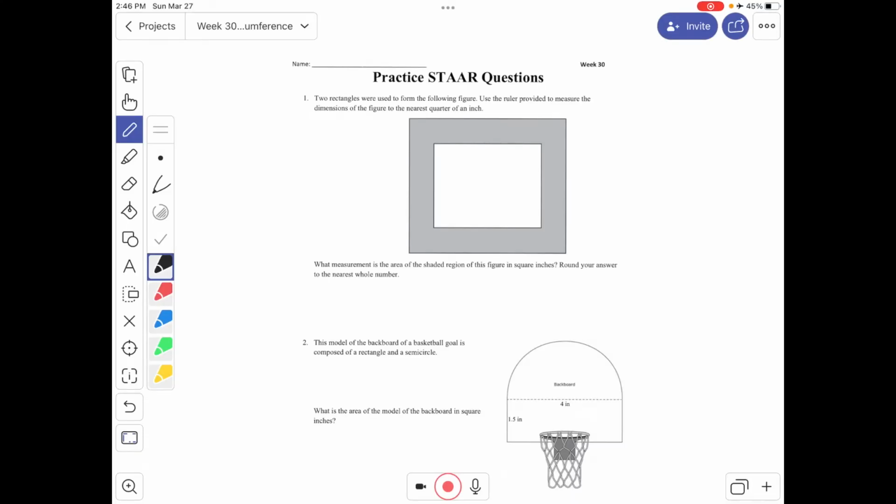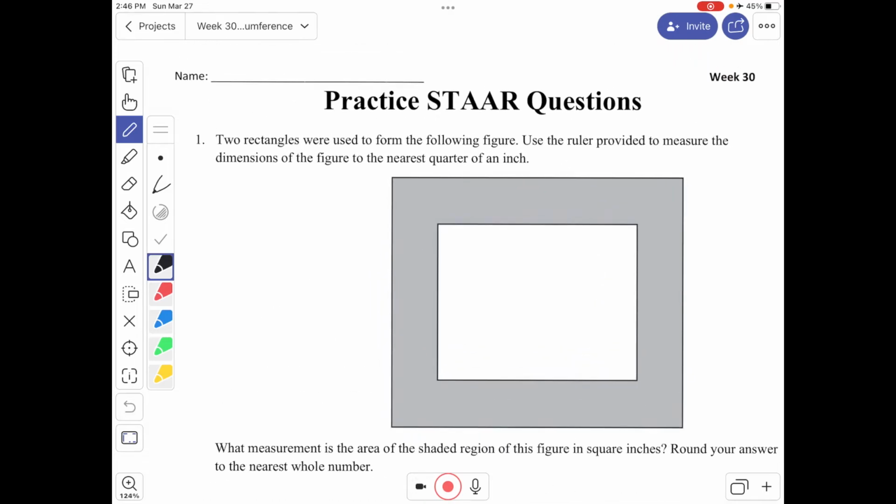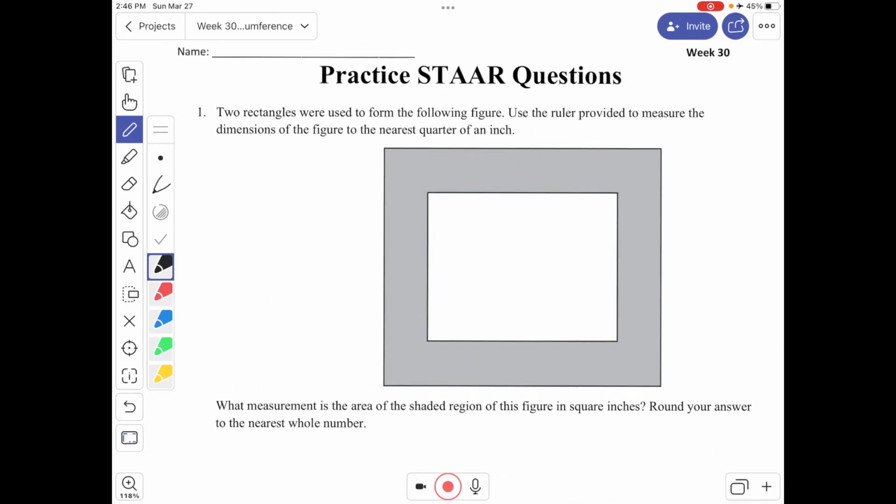Today you'll be working on the practice STAAR questions. Let's look at question number 1.